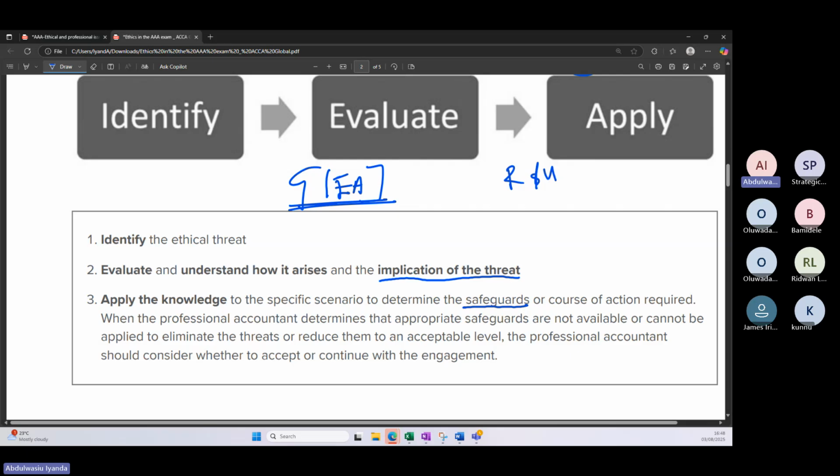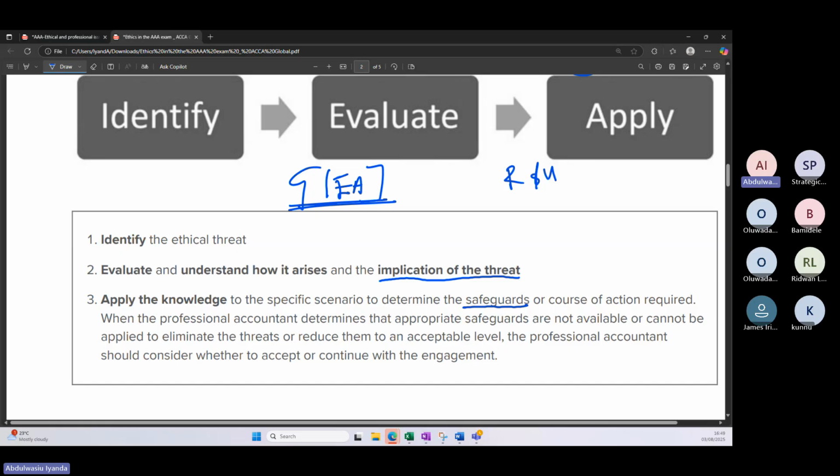Take self-review. What leads to it? What is the implication? Then how can we eliminate self-review? And that is one of the most important things that the examiner is expecting from you. Not just saying the problem, telling us the root cause of the problem, but how can we resolve the problem. And that is why you need to bring in the word safeguard. And don't forget what a safeguard is: to reduce the problem or to eliminate it.